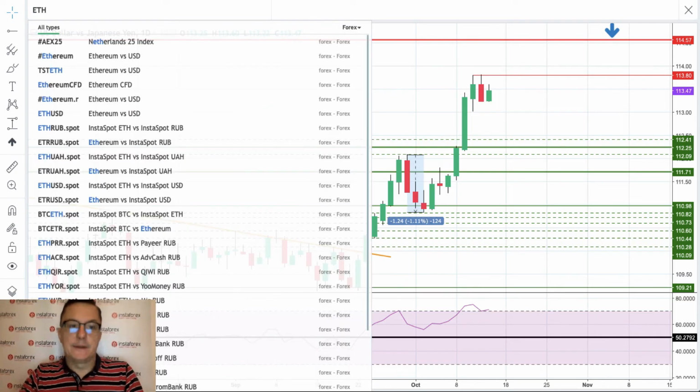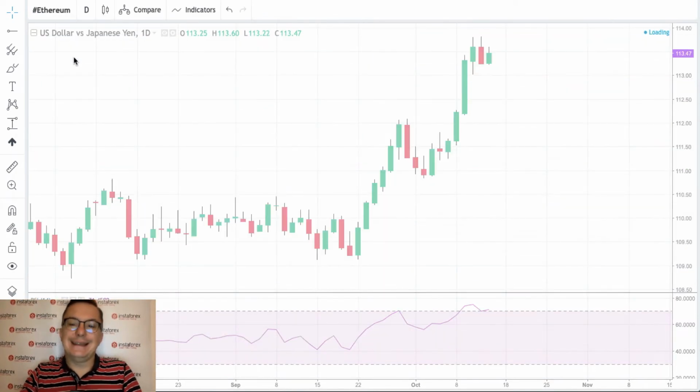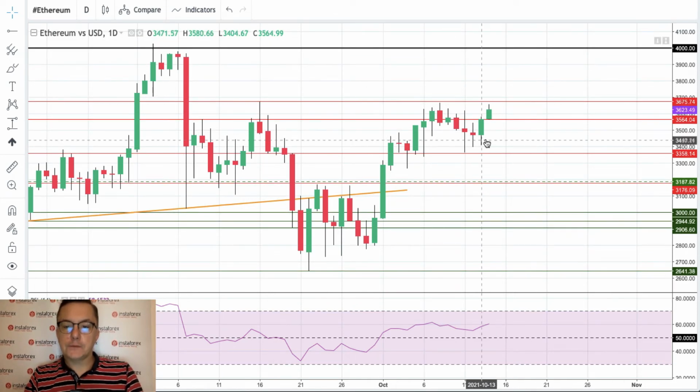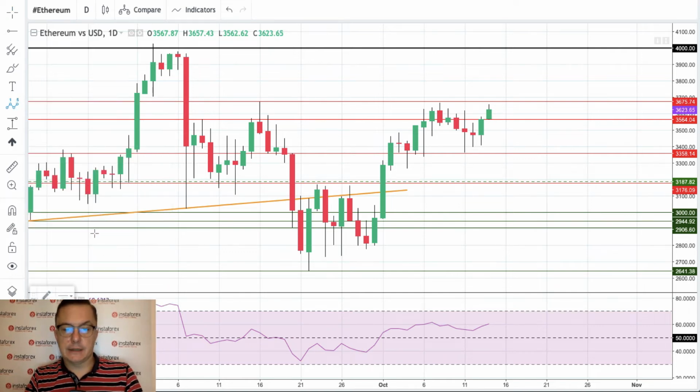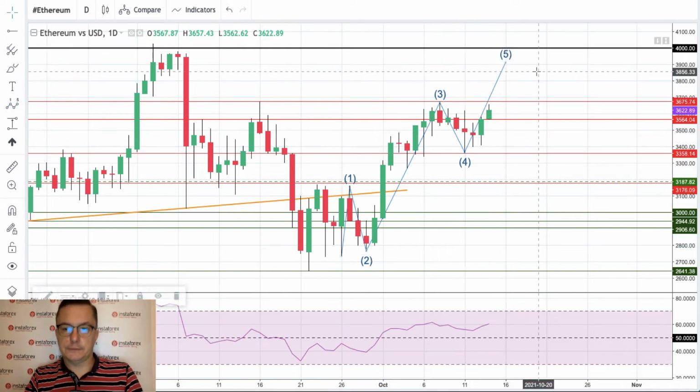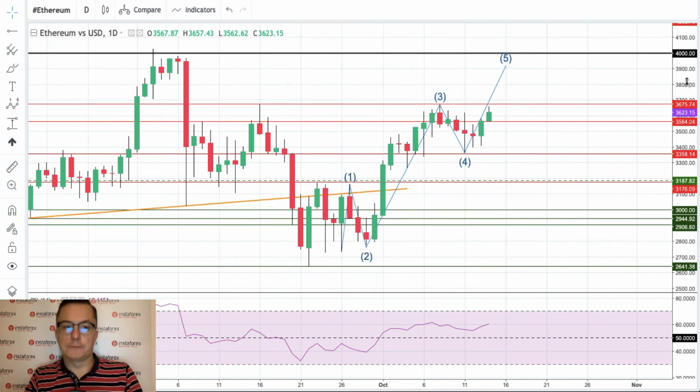And at last, we can take a look at the Ethereum. What is Ethereum doing? We are resuming the move up. So what do we have here in that internal move to the upside is very easy to count, because it looks like a typical up move. So what do we have is a wave 1, wave 2, wave 3, wave 4. We are waiting for the wave 5 to develop on Ethereum, of course.